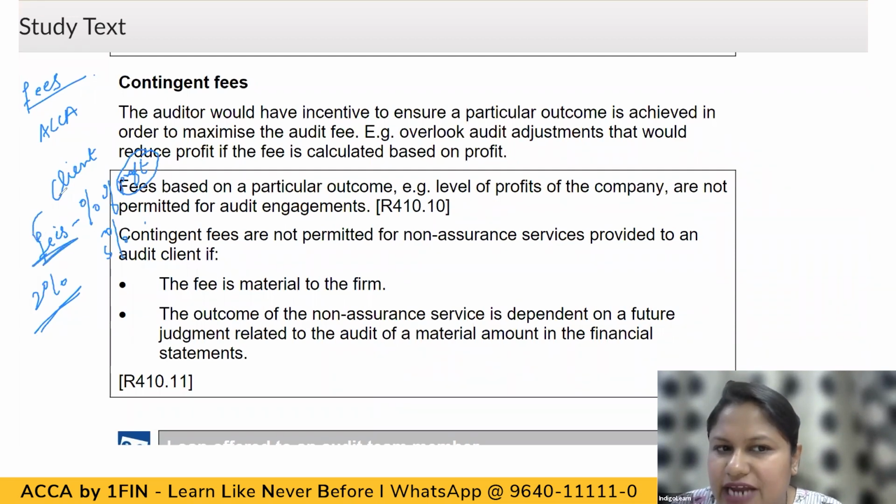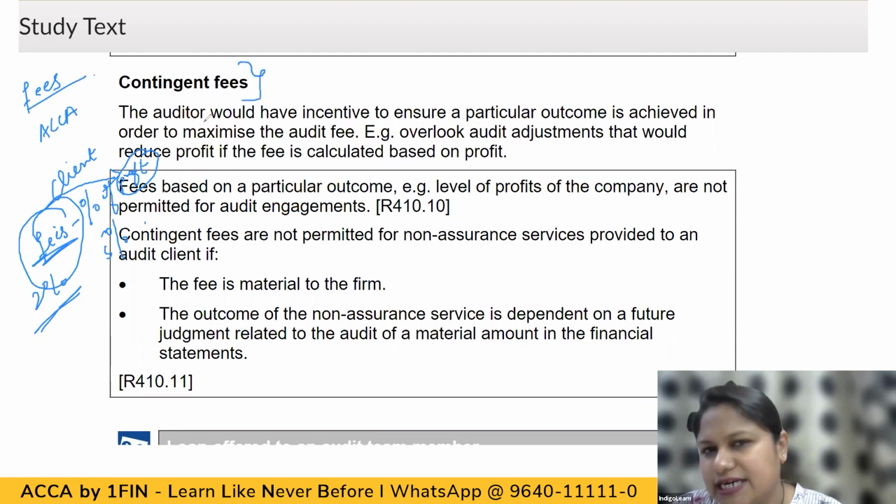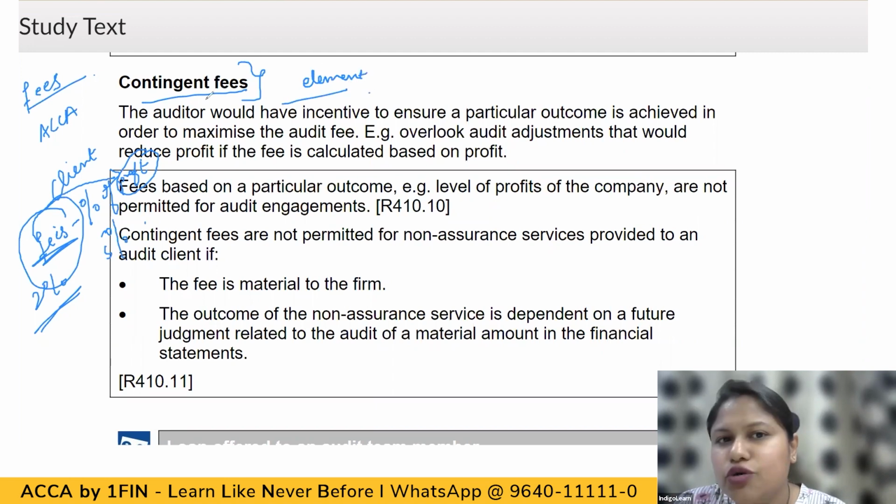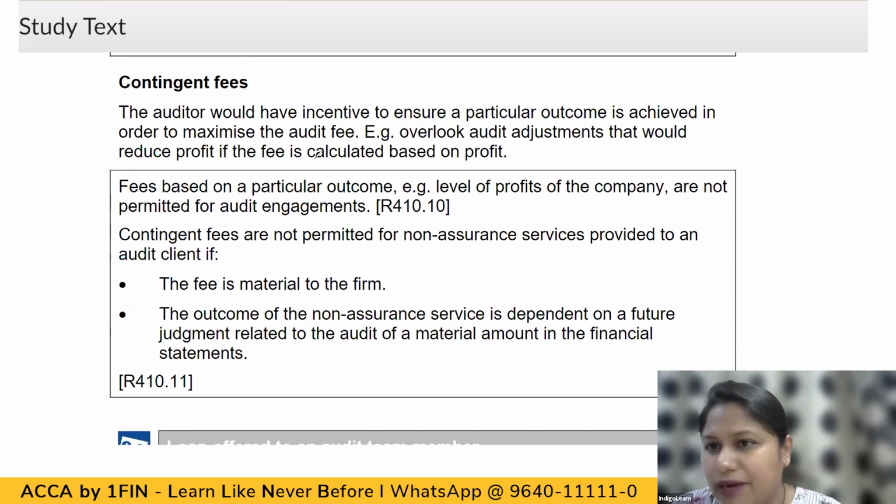So you will definitely have a financial interest in these financial statements. This profit element is going to decide the amount that you are going to receive. So whenever contingent fees are dependent upon any element of the financial statements, make sure you don't have any such criteria of a contingent fee. Because obviously then you are never going to be unbiased. You will definitely try to show the profit figures to be very good, because purely it will be dependent upon the profit.